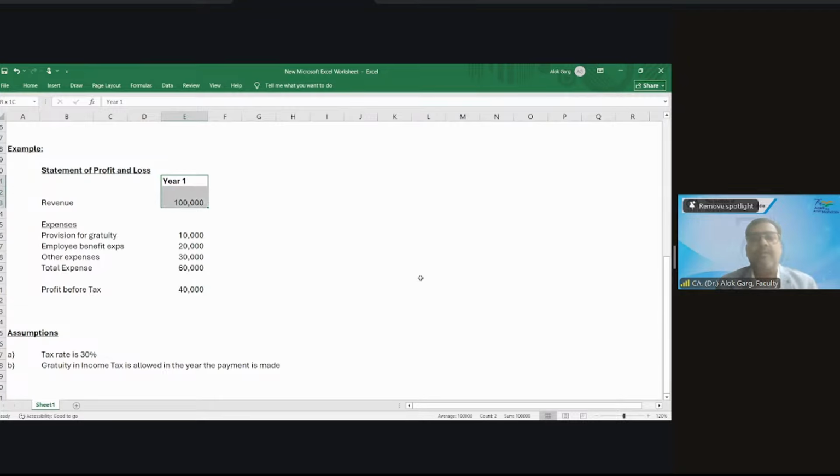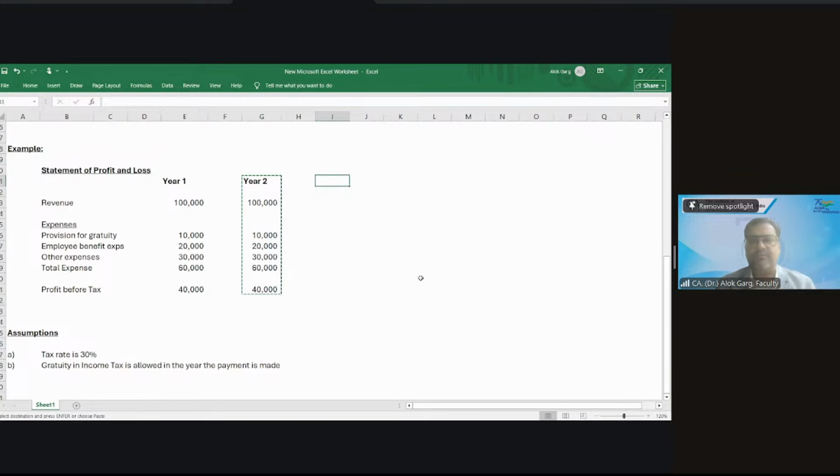Friends, let me give you year 2 also. Same numbers are there in year 2. There is a year 3 also.